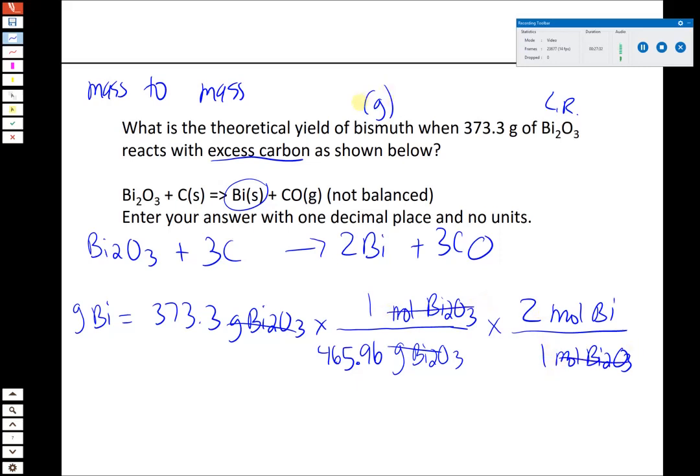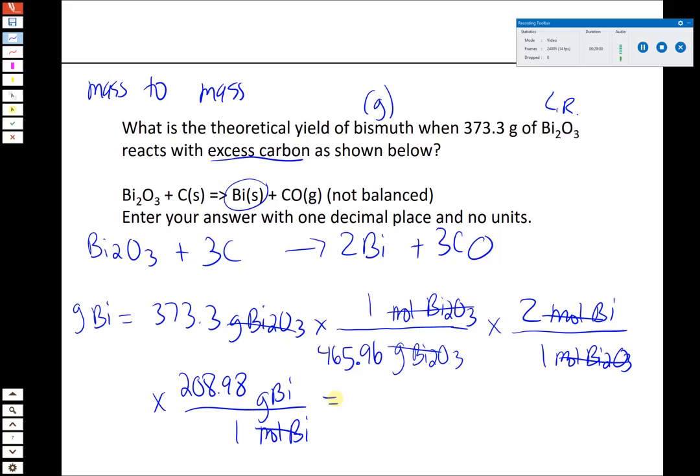But we're looking for grams of bismuth here, and so we need to use the molar mass of bismuth. So that's from the periodic table. So if we go to the periodic table, we see that the atomic mass of bismuth is 208.98. So we want grams of bismuth in the numerator, moles in the denominator, so that they cancel out. So we're going to multiply by the atomic mass, 208.98. Alright, so we have grams of bismuth.